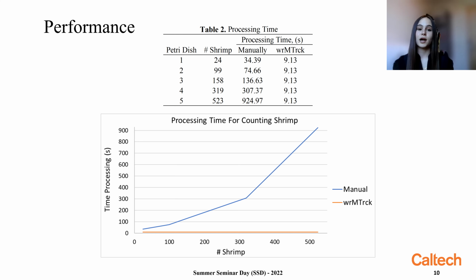In addition, for processing time, the proposed method achieved a much lower processing time compared to the manual approach, especially at higher densities. For Petri dish number 5, it took over 900 seconds to manually count the shrimp and a little over 9 seconds to count the shrimp using wrMTrck. The performance of the proposed method provides low percentage error and a faster processing time for all samples. Therefore, the proposed counting method is ideal and promising in providing an alternative solution to the manual count process.